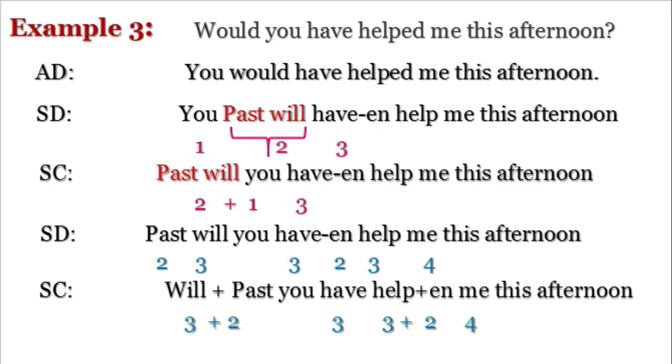Will takes number 3 and is attached to past, meaning 3 plus 2. Have will take number 3 because it is a verbal element. Help will take number 3 plus en, meaning 3 plus 2, and the rest is number 4. Have remains in the infinitive form because before it came a modal, so it remains as it is.